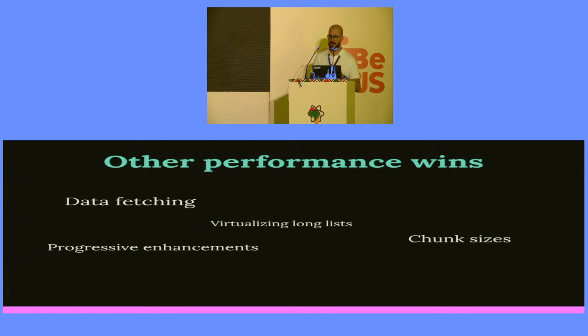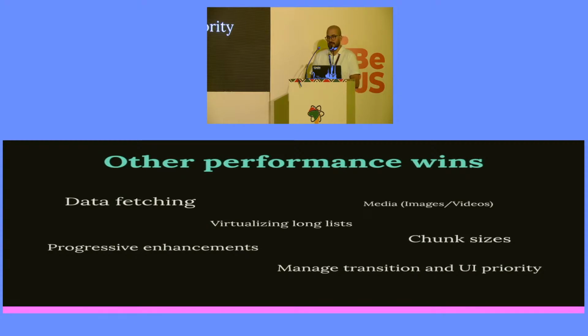Virtualizing long lists. If you have a big list, you need to virtualize it yourself. That's something very good in performance, but React compiler doesn't do that for you. Managing transitions and UI priority. This is something as well React compiler doesn't do at the moment. Media, images, and videos. Actually, this is the biggest asset that you have usually in any web page. This is something that I think in the future React compiler will tackle and can do it for you, but at the moment, they don't, so you have to do it yourself.